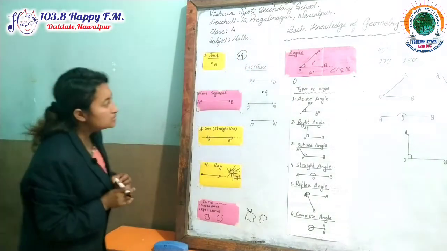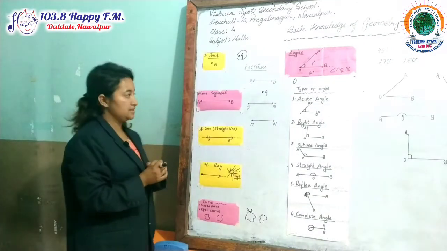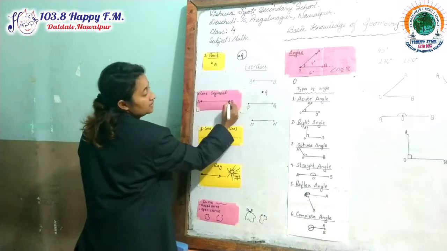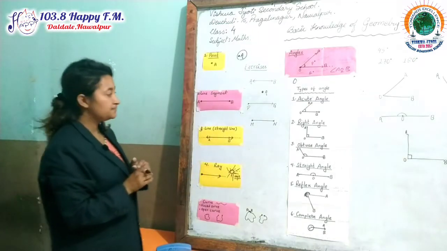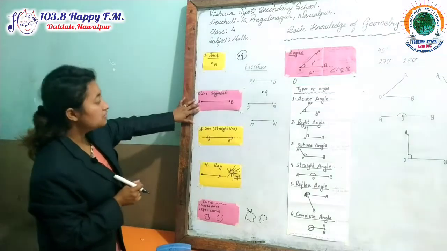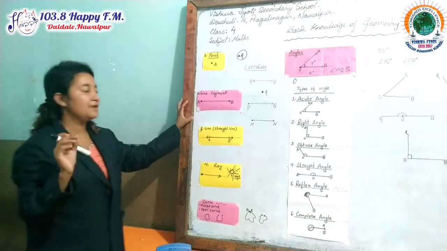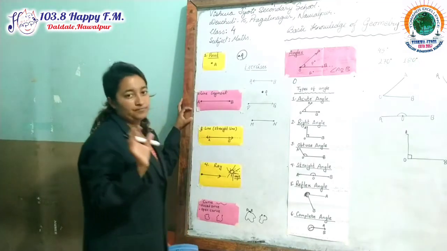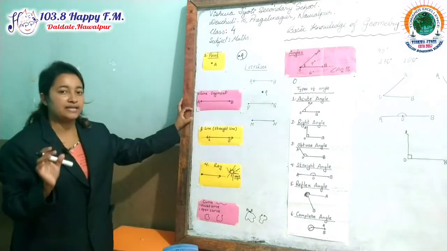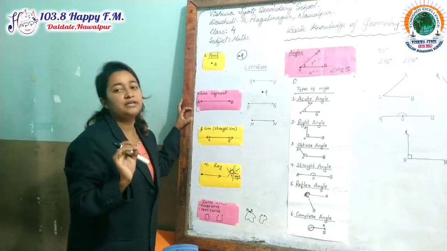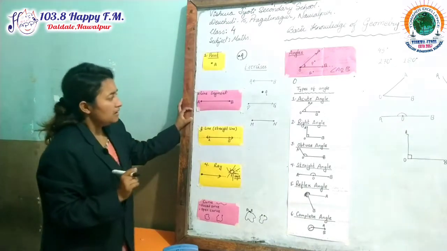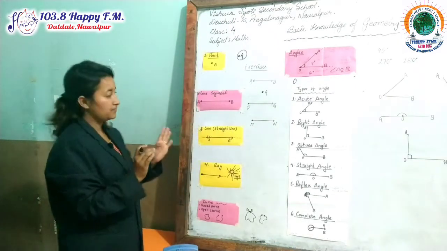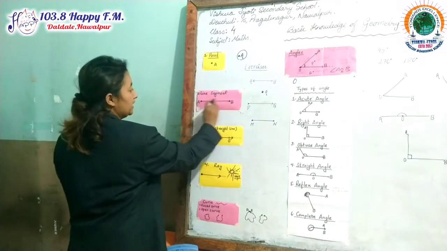Now, second is the line segment. What is meant by line segment? Can you tell me? Okay, I will tell you. A line segment is a type of line which has a fixed length. Its origin and end point are fixed, and it cannot be extended from any side. It cannot be extended from any end.